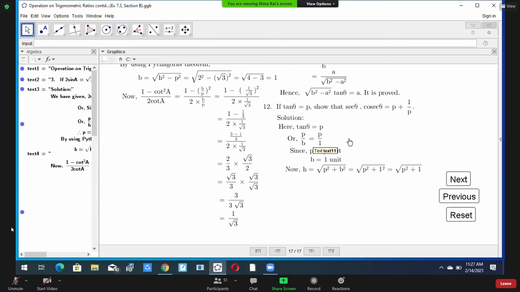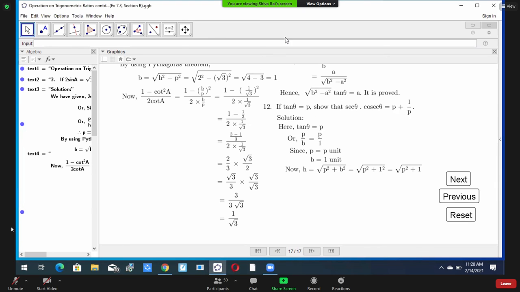But B equals how much? You will be confused. To get the value of B, just P divided by 1. Actually, P divided by 1 is just P. So from this relation, perpendicular equals P, and base B equals 1 unit.